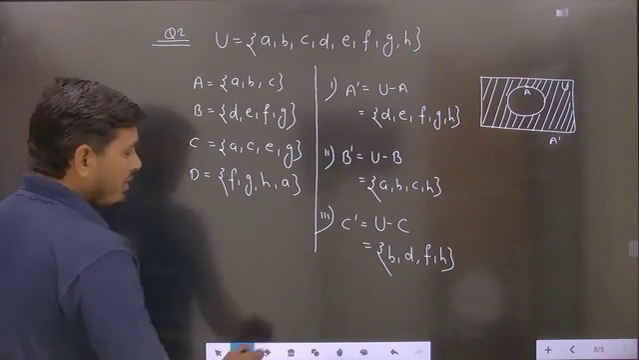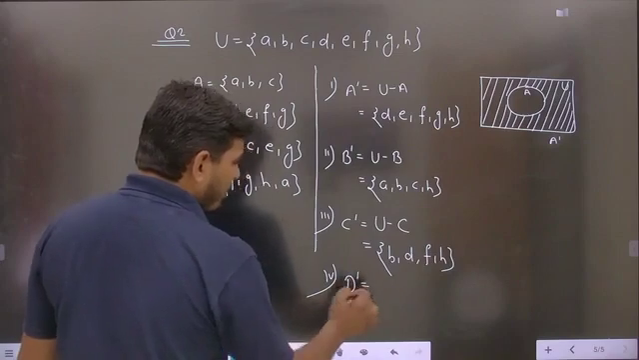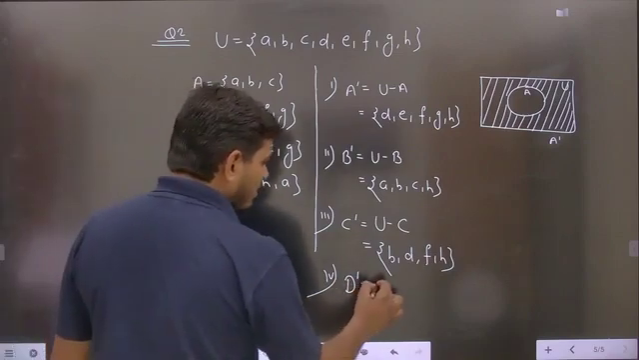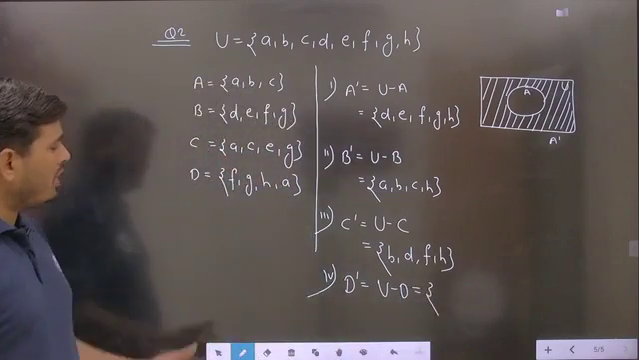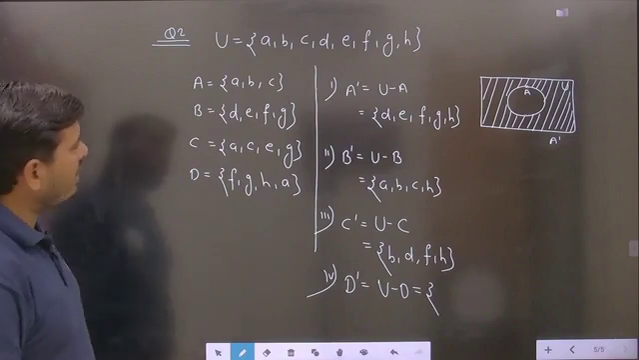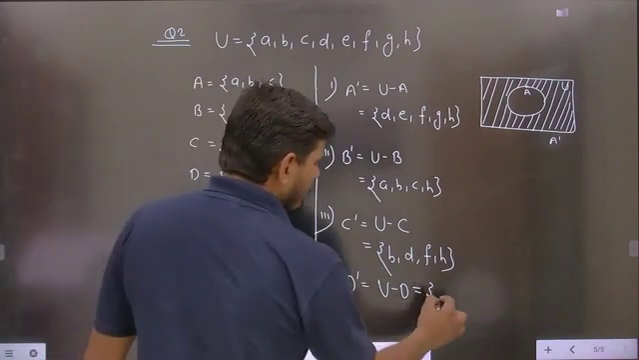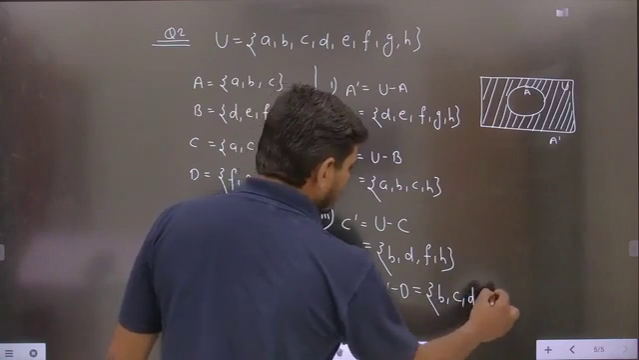The next and last, the 4th one: we have to find the complement of D, meaning D dash, which is represented as U minus D. U minus D means all the elements of set D are subtracted from here. So F, G, H and A are subtracted, then we write B, C, D and E. Is it clear?